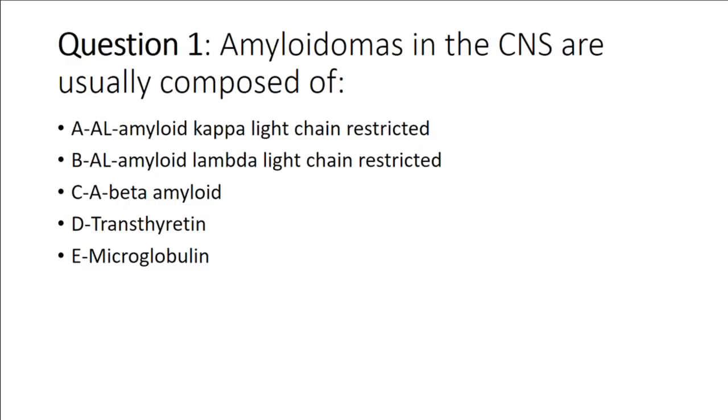We can start with question number 1. Amyloidomas in the CNS are usually composed of: A, AL amyloid kappa light chain restricted; B, AL amyloid lambda light chain restricted; C, A beta amyloid; D, transthyretin; or E, microglobulin.